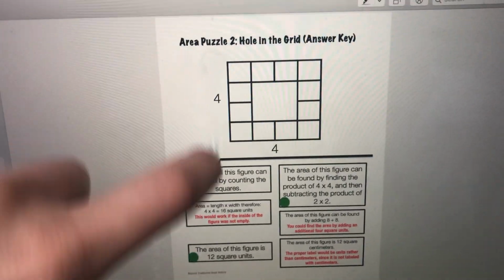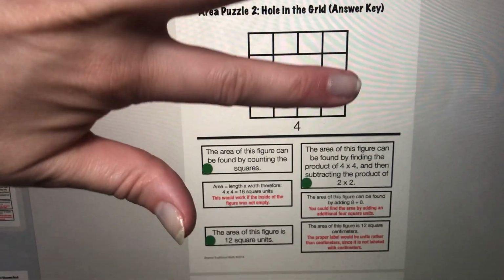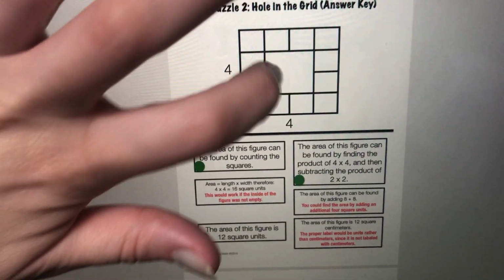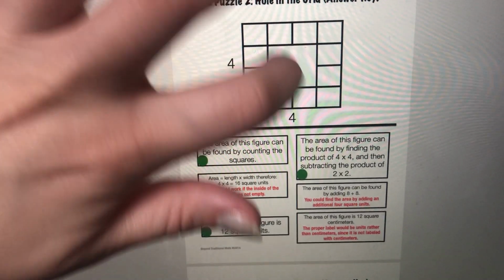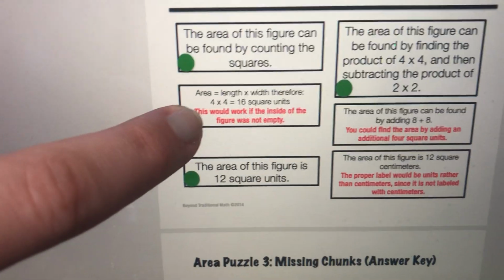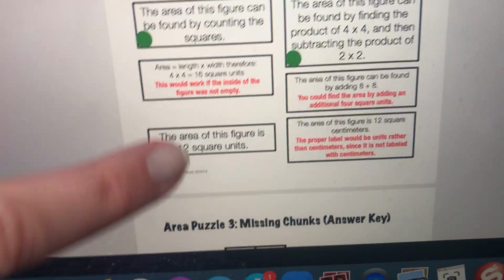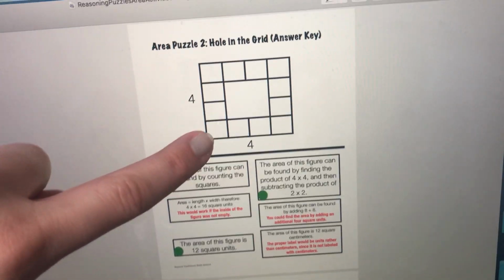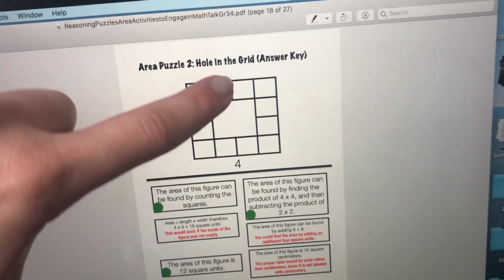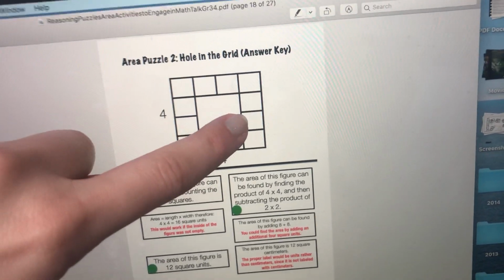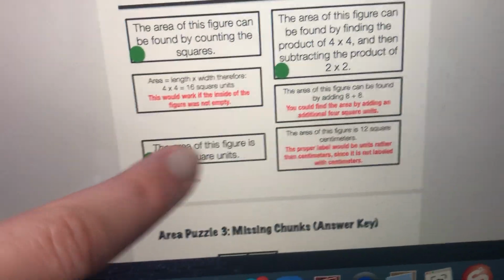But this one, if you did 4 times 4, you would include everything in the middle, and that doesn't have anything in it. That's empty. So this would work if the inside of the figure was not empty. So it would work if there was something in there. That's empty, though. We don't want to count that part. The area of this figure is 12 square units. We just counted them. 1, 2, 3, 4, 5, 6, 7, 8, 9, 10, 11, 12. 12 square units. That is true.